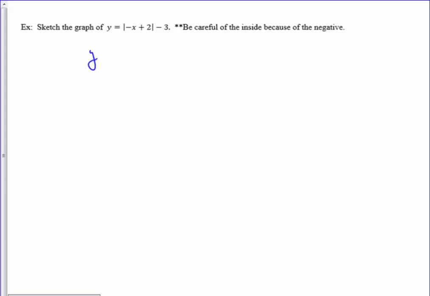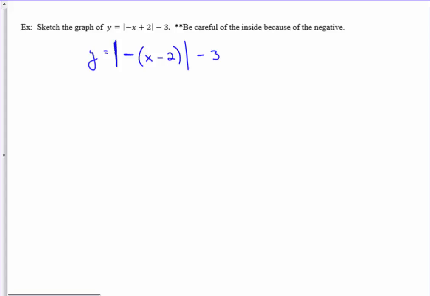So this function is going to be rewritten as y equals absolute value, and then what you want to do is factor the negative out of the negative x and the plus 2. So if I factor a negative out on the inside, the x would become positive, and then the 2 would become negative, and then I'm still having that absolute value. I also still have the negative 3 on the outside. So make sure that when you have a negative, that the negative applies to the entire inside part. And so a lot of times you'll need to factor that negative out of the inside.